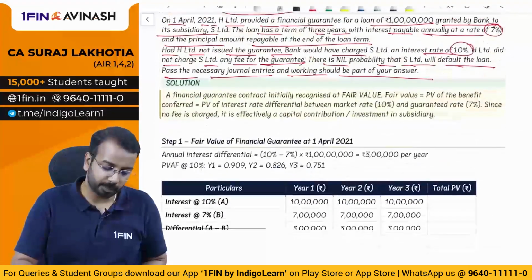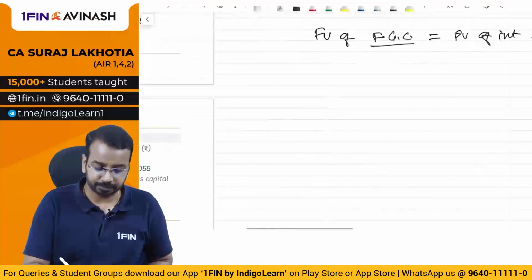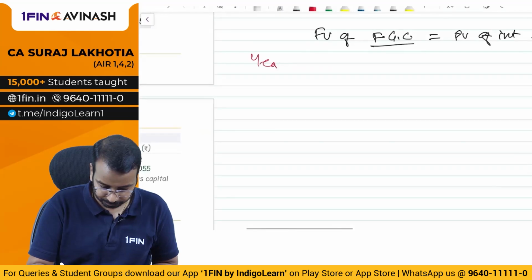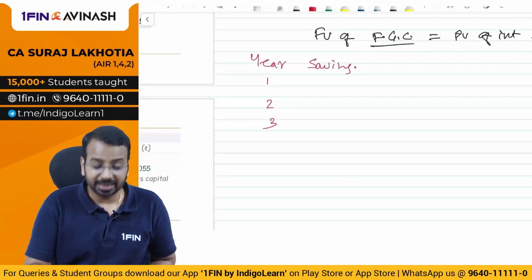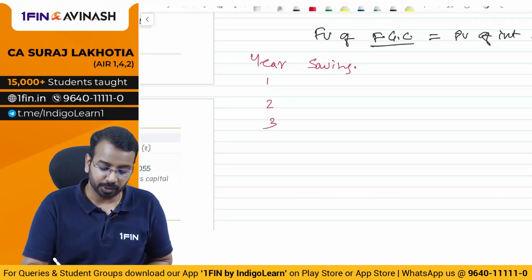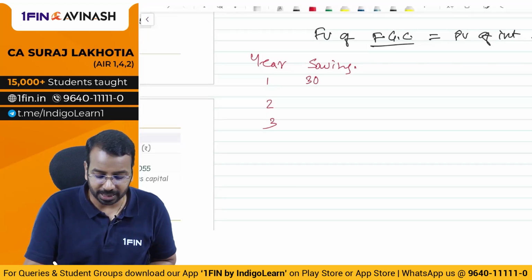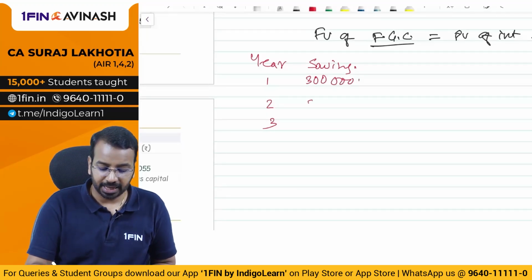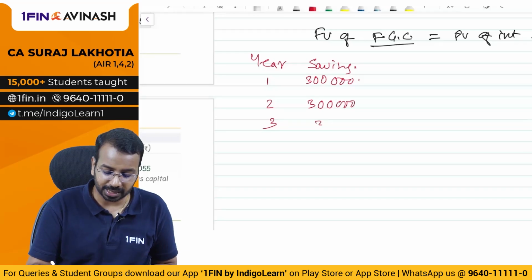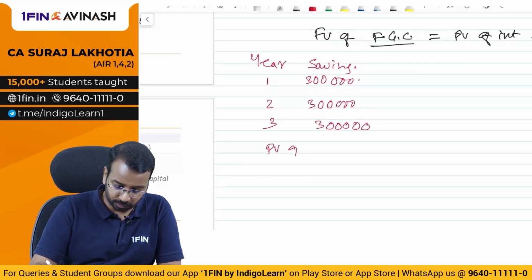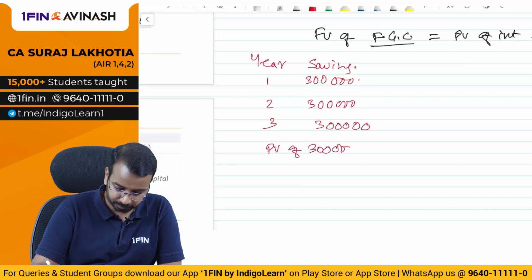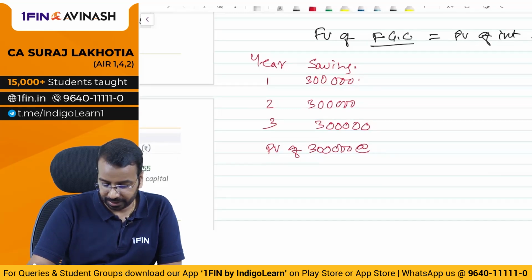Now, how much is the savings here? Year 1, 2, 3. How much is the savings? Savings is 3%. 3% of 1 crore is 3 lakhs. Correct? Every year 3 lakhs of savings is happening. Now, what is the present value? Present value of 3 lakhs at, what is the rate?